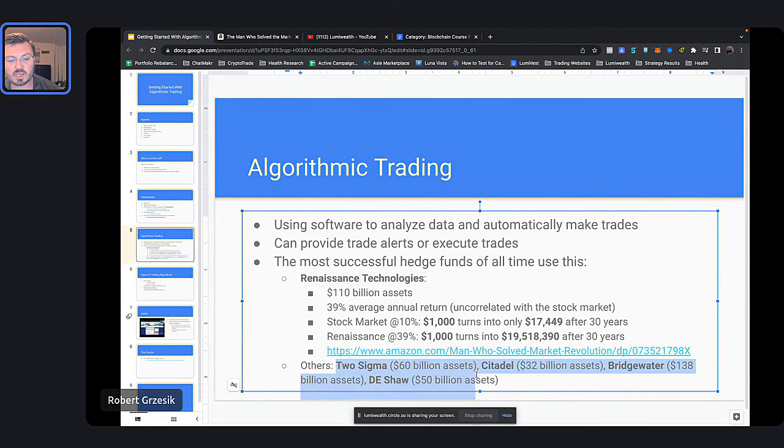Two Sigma is another one. Last time I checked, they had 60 billion in assets. It's probably a lot more than that now. These guys consistently beat the stock market and do very well for themselves. I met some guys at Two Sigma, very smart people, really good hedge fund.